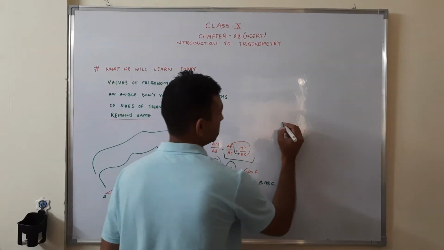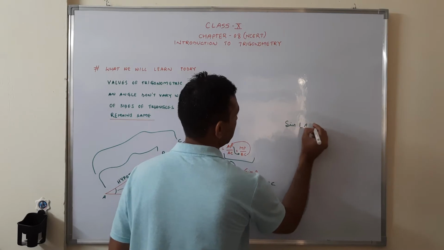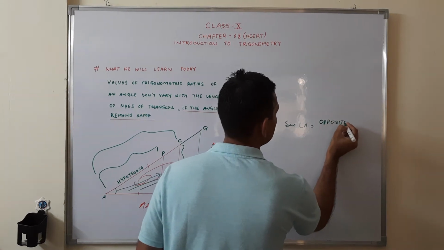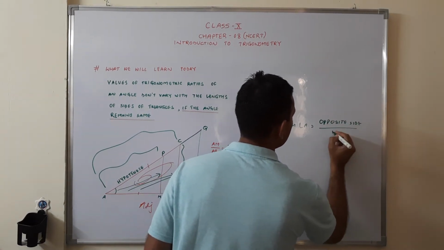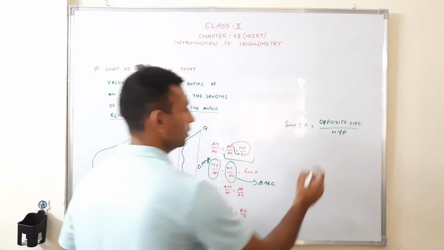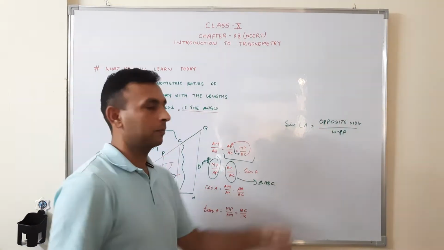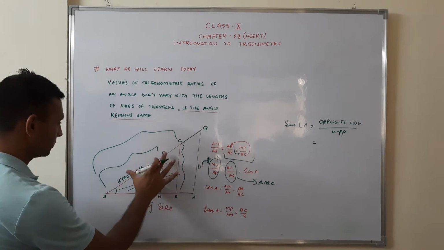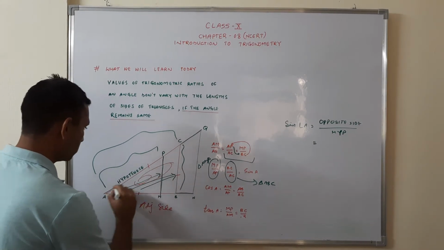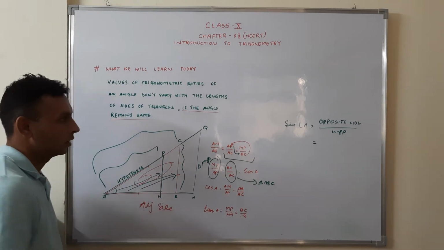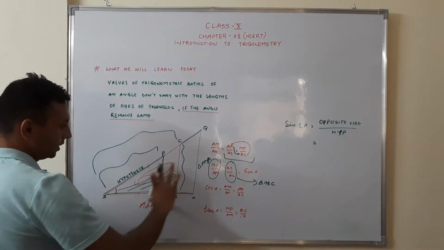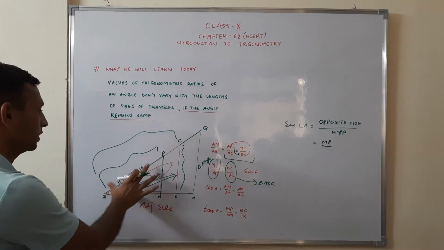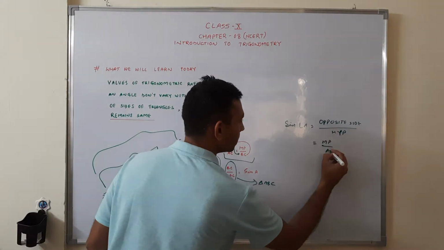Now, what did I learn in the previous lecture? Sine of angle A will be nothing but opposite side upon hypotenuse. So when I write it for triangle AMP, the opposite side of this angle will be MP upon the hypotenuse, which is AP.